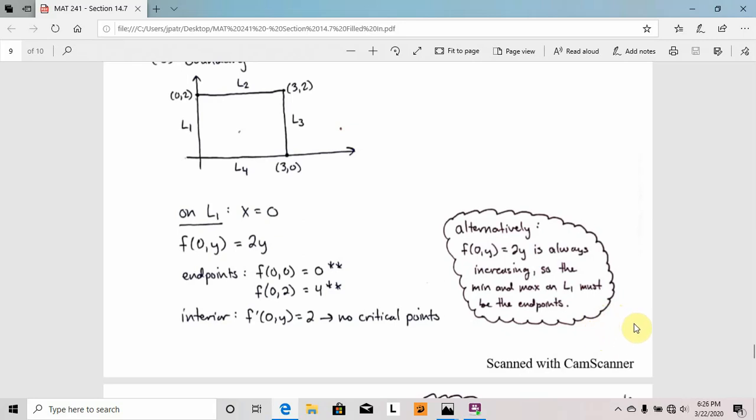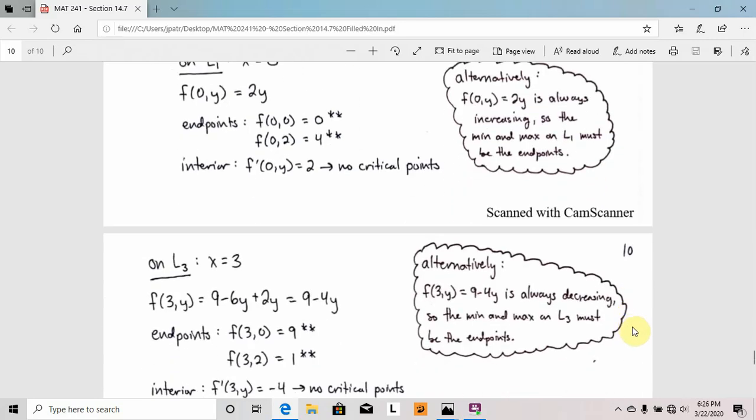Then if we do L3 next, it works just like L1, except that x is equal to 3 instead of 0. So there's L3. X is equal to 3, so you sub 3 in for x, where it shows up in the function, you eventually get 9 minus 4y. If you check the two endpoints, f of 3, 0 is going to be 9, and then f of 3, 2 is going to be 1. And then if you take the derivative with respect to y, you just get negative 4. So no way for that to be 0, so no critical points.